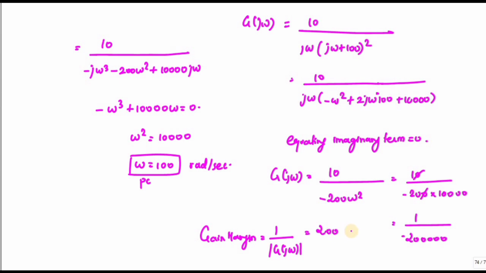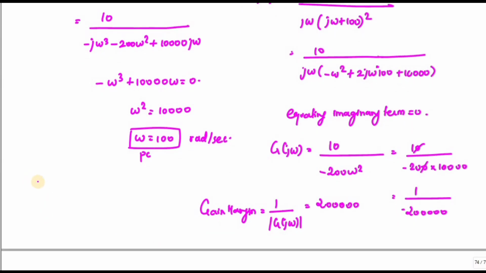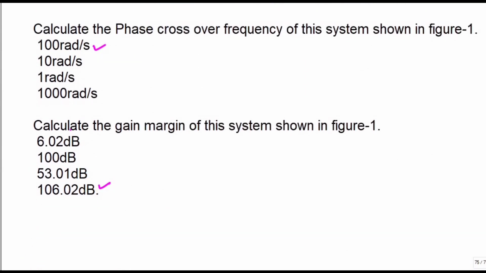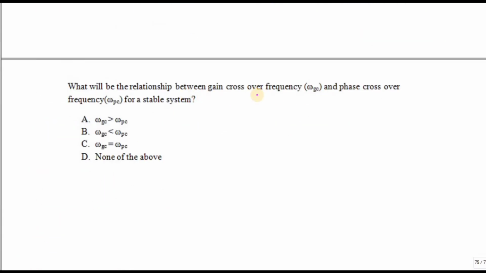The gain margin must be 1 divided by modulus of g of j omega. So you get the answer as 2 lakh, right? They asked in terms of dB. So you have to take 20 log of the gain margin value, that is 2 lakh. So 20 log of 2 lakh is nothing but 106.02 dB. So this is your answer.